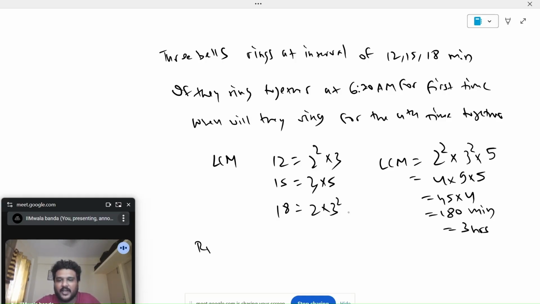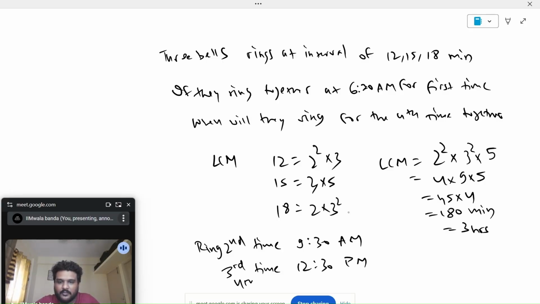I know they will ring for the second time after 3 hours of 6:30, or 6, 7, 8, 9, 9:30 a.m. They will ring for the second time. For the third time, again add 3 hours, at 12:30 p.m. Then fourth time they will ring, again at 3 hours, 15:30 or 3:30 p.m. PM doesn't really complicate things when we are adding too small, but it becomes complicated when we ask for larger numbers.